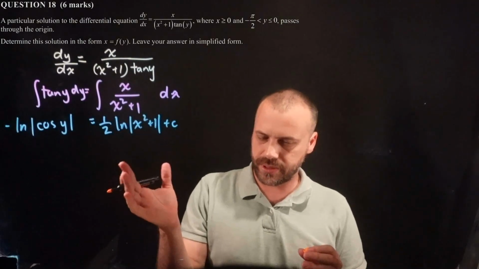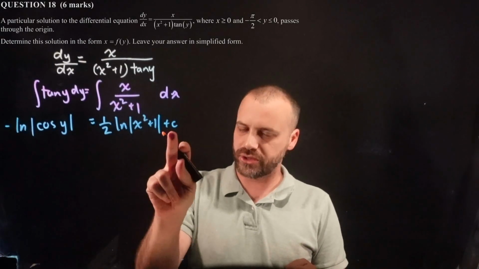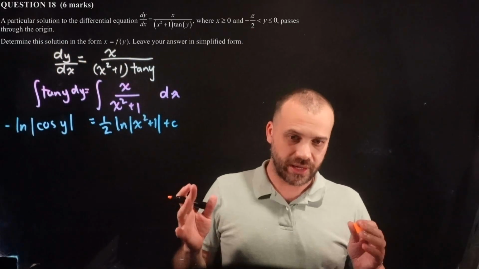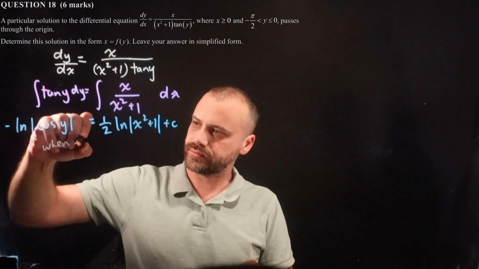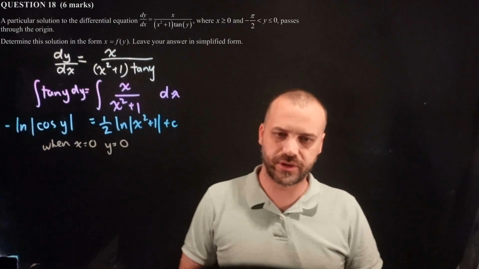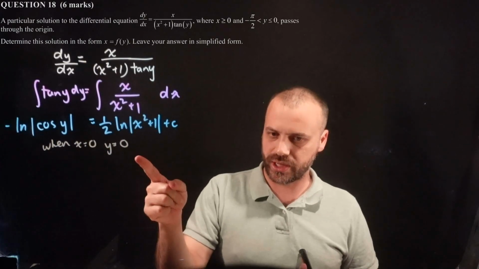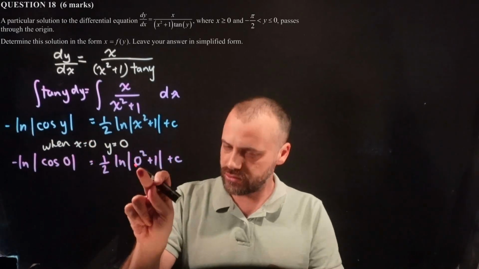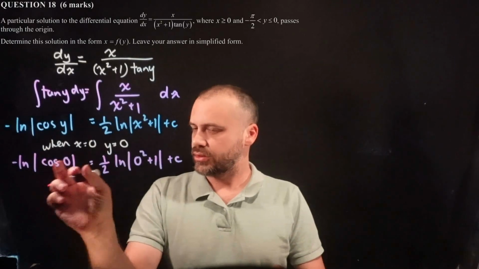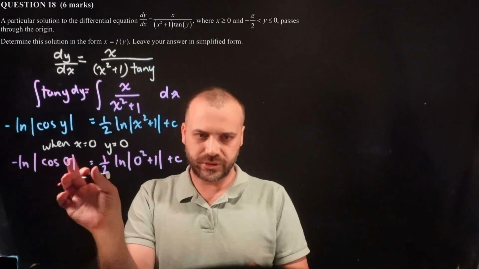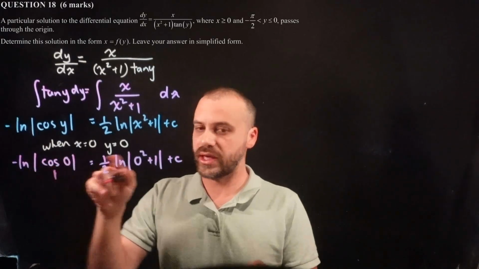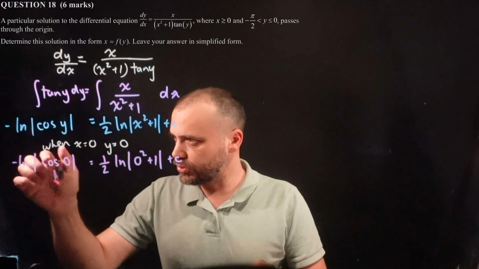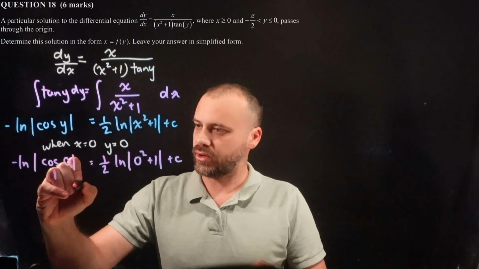Now, the next logical step here is to say, okay, well, I know all this now, but I don't know this c value. It says it passes through the origin. That means when x equals 0, y equals 0, and I can sub x equals 0 and y equals 0 into this equation. So putting 0 in for y and 0 in for x, what happens here? Got to do it in stages. Cos 0 is equal to 1. So now the question is, what is ln 1? Natural log of 1 is 0. So all of this, negative 0, is 0.